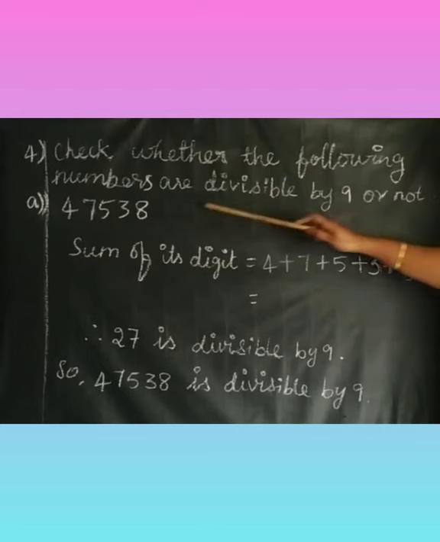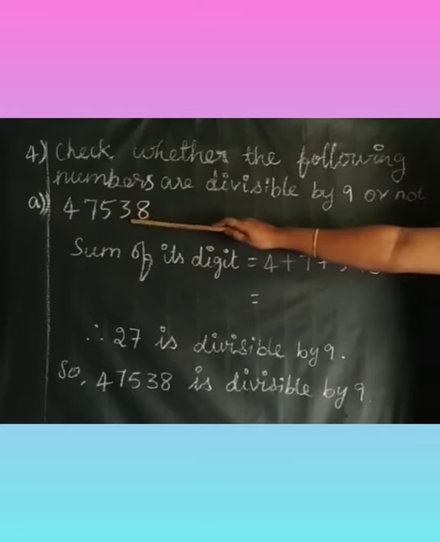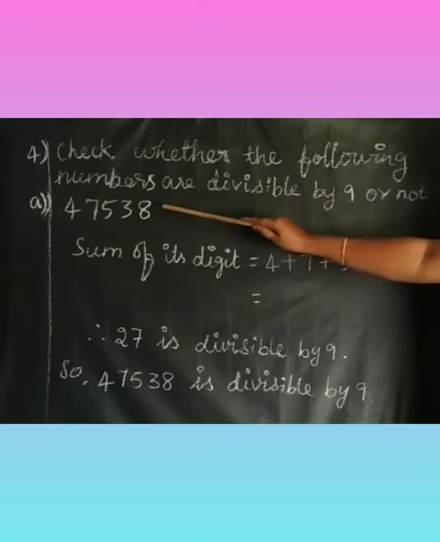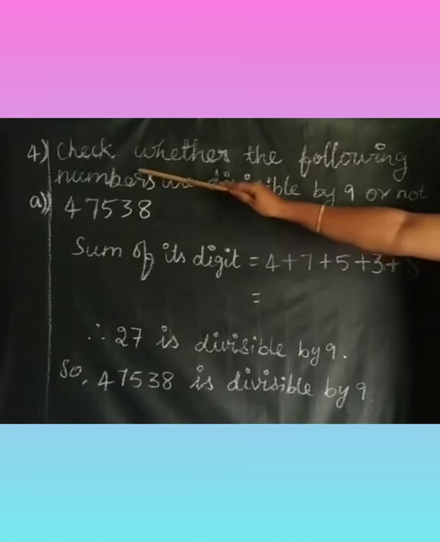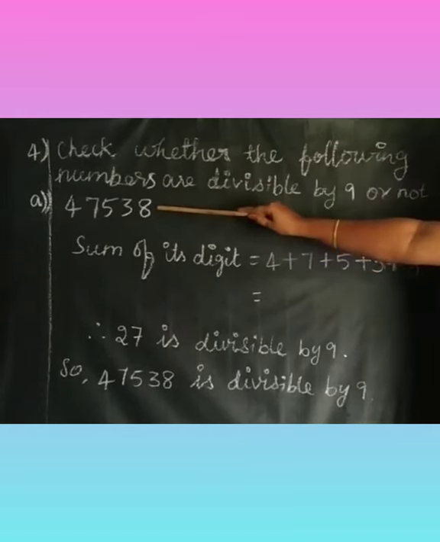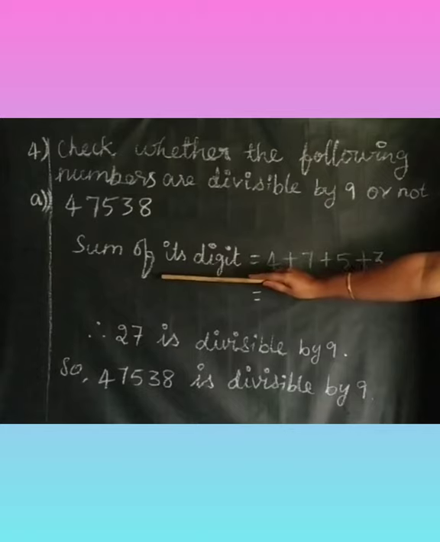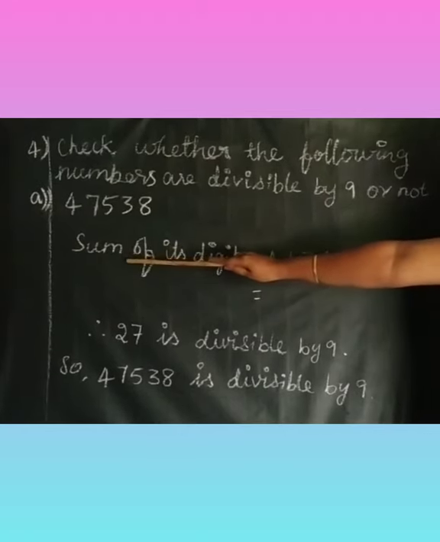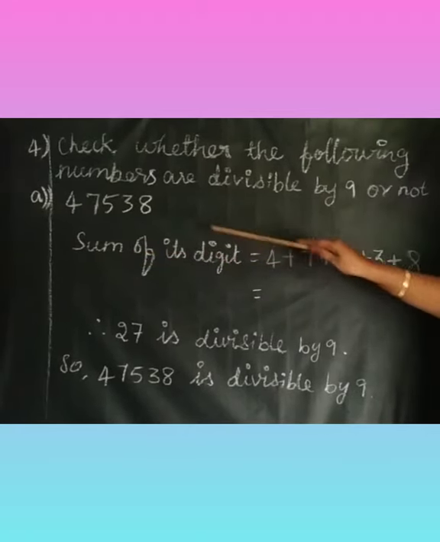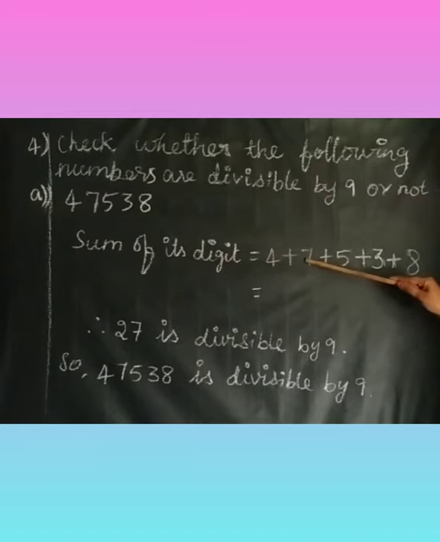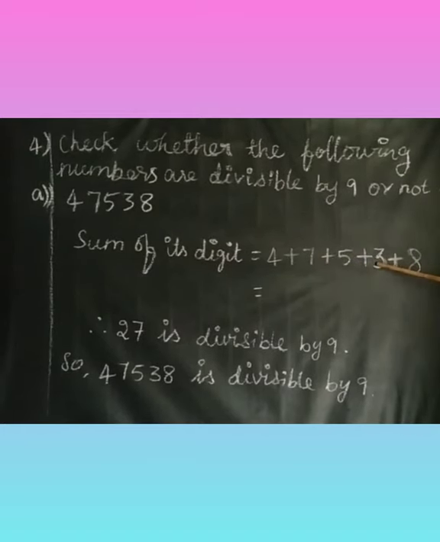Okay, you can add all the digits, and that will also be divisible by 9, which means the whole number will be divisible by 9. So let's go for the answer. First, take the sum of its digits. You add 4 plus 7 plus 5 plus 3 plus 8.